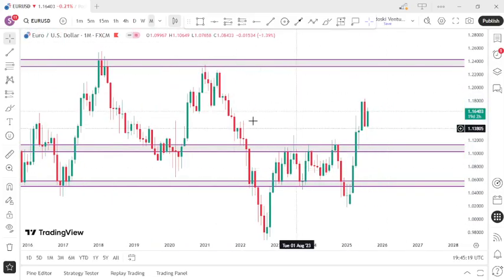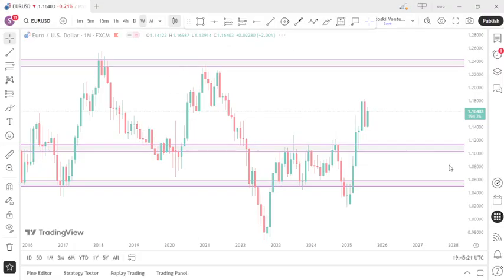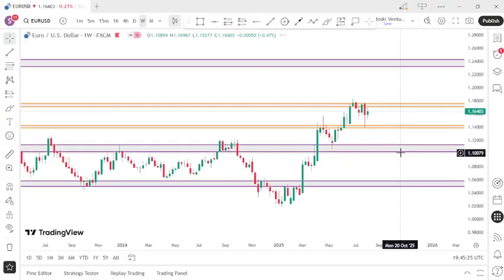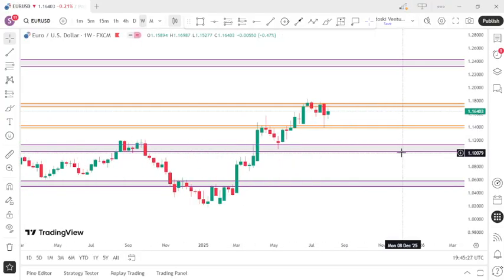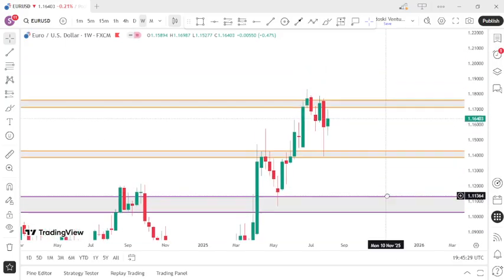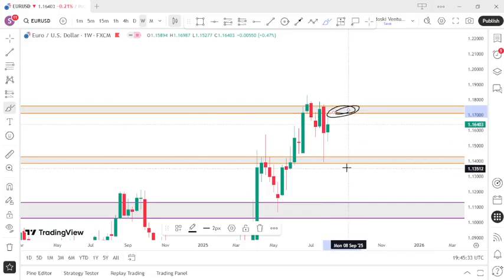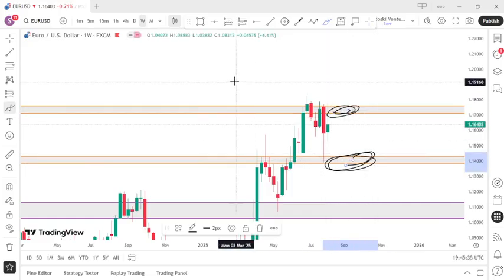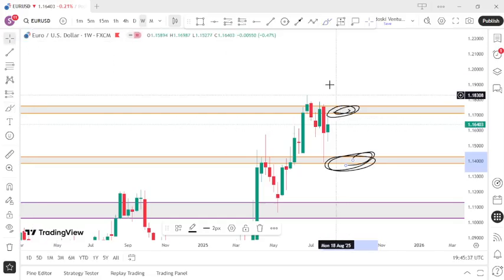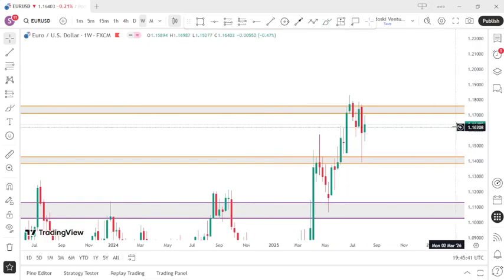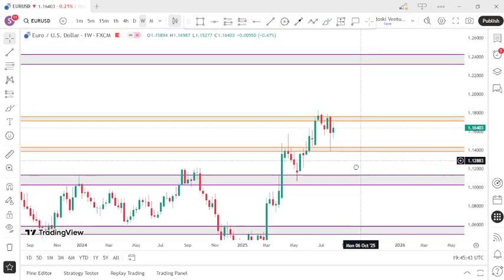So let's go to the weekly time frame. We are going to be looking for buying opportunities on Euro USD, buying opportunities only. On the weekly time frame on Euro USD, I have my weekly upper zone here, my weekly lower zone here. So on the weekly time frame, you can see that price is still moving to the upside.